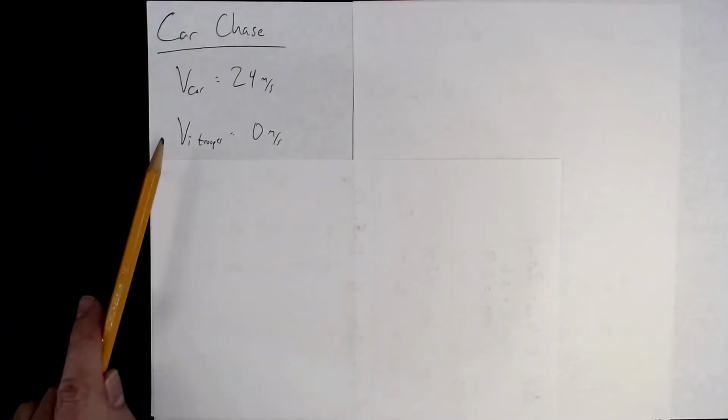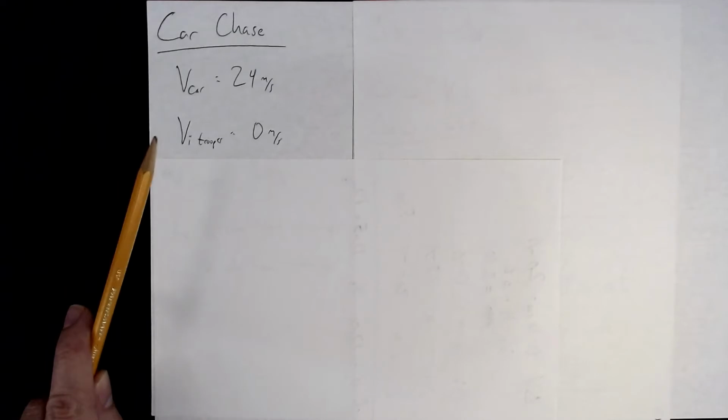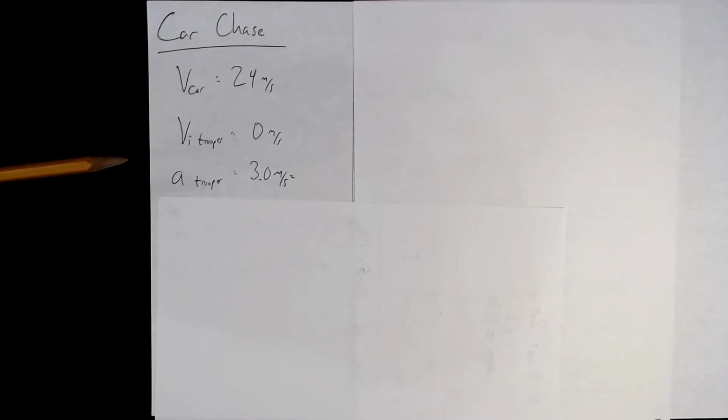Here's an interesting question involving a car chase. We've got a car going at 24 meters per second and a trooper that starts out, so the initial velocity of the trooper is 0 meters per second. The car is just going at a constant speed. The trooper is hiding behind a billboard, and the moment that the car passes the billboard, the trooper starts accelerating at 3 meters per second squared.